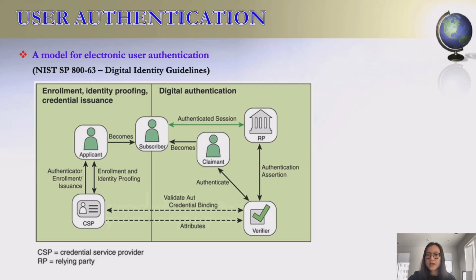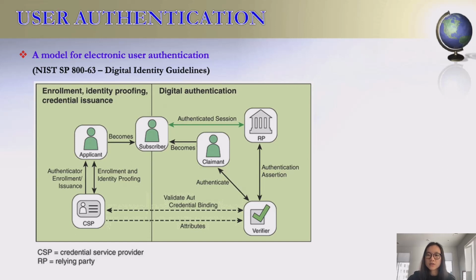So first, an applicant presents the evidence of possession of his or her digital identity to the credential service provider. The credential service provider is a trusted entity who issues or registers the subscriber authenticators. Upon successful proofing by the credential service provider, the applicant becomes a subscriber. Then the credential service provider issues some form of electronic credential to the subscriber. The credential is verified when presented to the verifier in the authentication transaction.